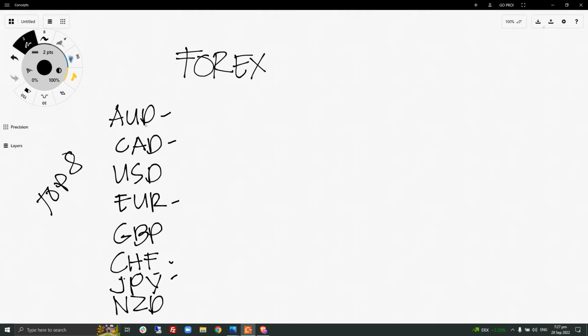Okay? So the first category is what you call majors. In majors, these are the pairs out of this 8 against the US dollar. Or actually 7 because the dollar itself isn't counted. 7 against the US dollar. So what are those? Example is AUD, USD. So that's Australian dollar, US dollar.